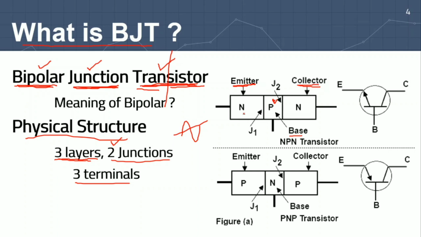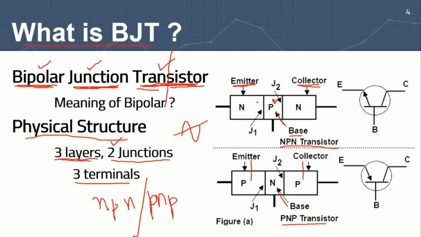Here you have two types of semiconductors, N and P. So I can get two types of combinations: one is N, P and N, or P, N and P. These are the two different combinations I may get using N-type and P-type semiconductors. So we have NPN transistors and also PNP transistors. Here N is emitter, N is collector and P is base. In the other type, P is emitter, P is collector and N is base.